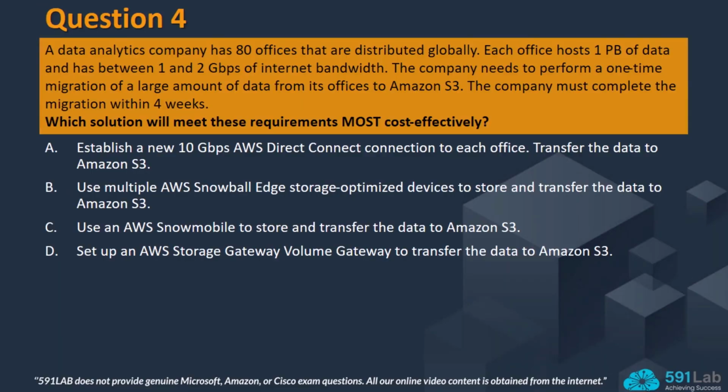Question number 4. A data analytics company has 80 offices that are distributed globally. Each office hosts 1 petabyte of data and has between 1 and 2 Gbps of internet bandwidth. The company needs to perform a one-time migration of a large amount of data from its offices to Amazon S3. The company must complete the migration within 4 weeks. Which solution will meet these requirements most cost effectively?